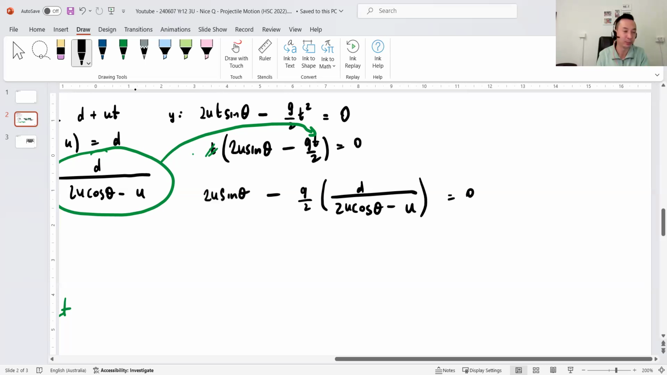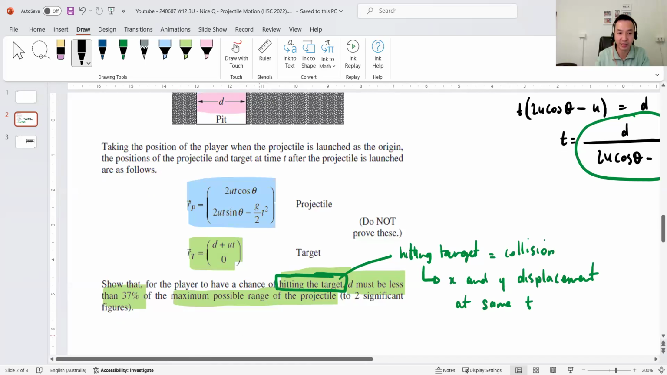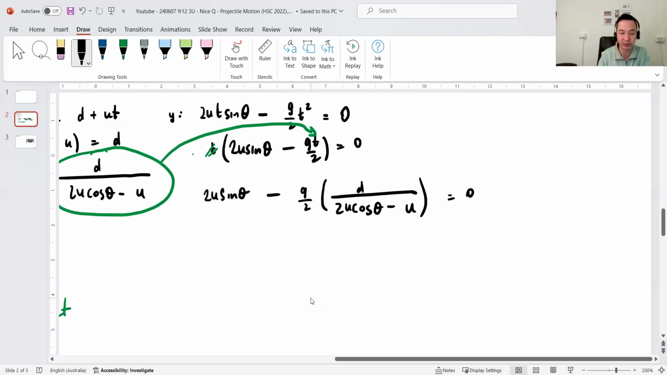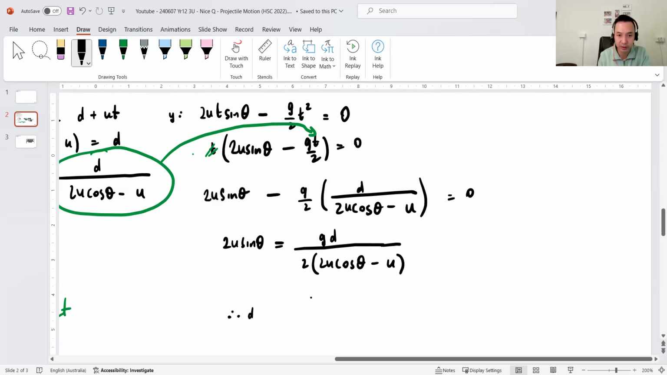Now, what am I trying to do? I'm trying to make an expression for d, because it's telling me, can I please show that d is less than 37% of maximum range. So make d the subject. So I've got 2u sine theta minus g d on 2 equals, bring this guy over the fence, 2 times 2u cos theta minus u. Rearrange that, make d the subject. Therefore d equals, times this guy up, divide the g down, I believe. So it becomes 4u.